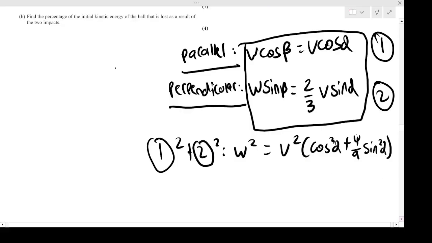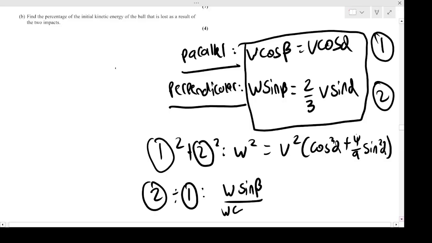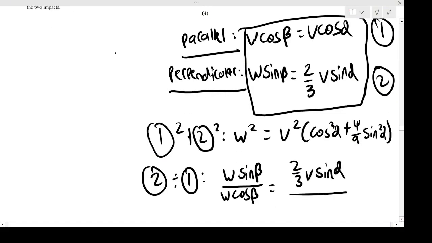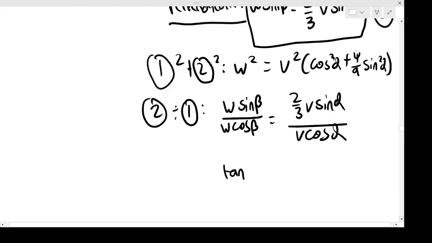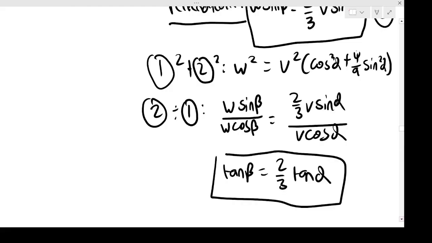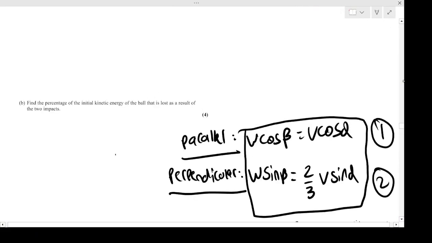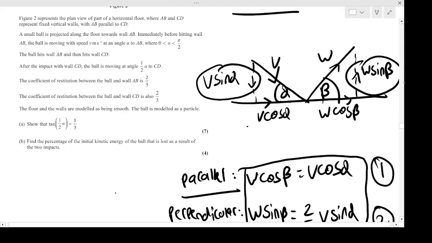So the only other thing I can do is divide them, right? So that's going to tell me that w sine beta over w cos beta is 2/3 v sine alpha over v cos alpha, and then you can see that tan beta is going to be 2/3 lots of tan alpha. Okay, and there we are. It's the only thing I can deduce there.